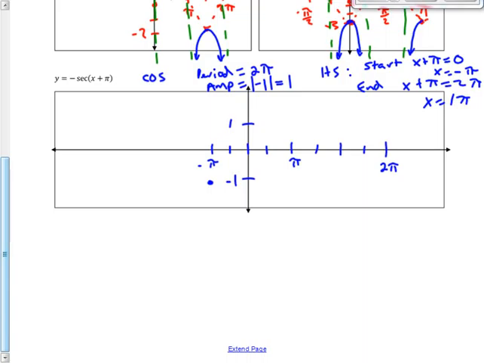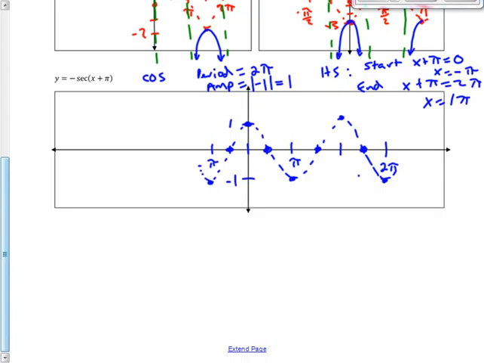So this graph's going to go up to the x-axis, up to the top of the amplitude, back to the axis, down to the bottom of the amplitude, back to the axis, up to the top of the amplitude, axis, and back down again. And so there's my cosine graph. Looks like this. Okay, so my cosine graph is going to look like that.